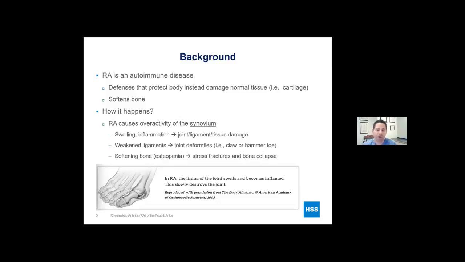How does it happen? Well, the joints of your body are covered with a lining. This is called the synovium. This lubricates the joint and makes it easier to move. RA causes an overactivity of this lining. It swells and becomes inflamed, destroying the joint, as well as the ligaments and other tissues that support it. Weakened ligaments can cause joint deformities, claw toes, hammer toes, which we'll talk about, and softening of the bone, called osteopenia, can result in stress fractures and collapse of the bone.